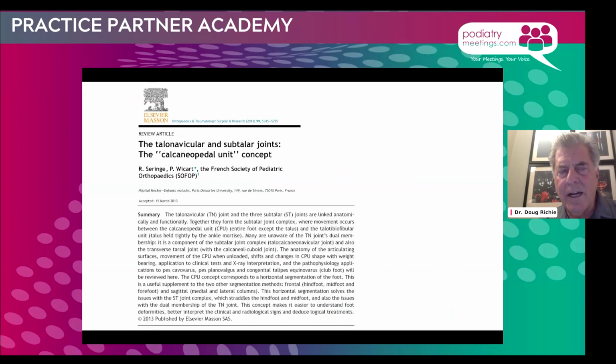One paper that caught my eye was this paper by two French pediatric orthopedic surgeons who looked at the twisting of the talonavicular and subtalar joints. And instead of using the term lamina pedis, they coined the term calcaneal pedal unit, which is the identical set of bones, the foot plate that was described by McConnell.